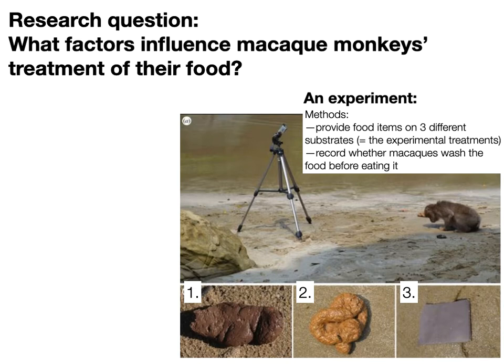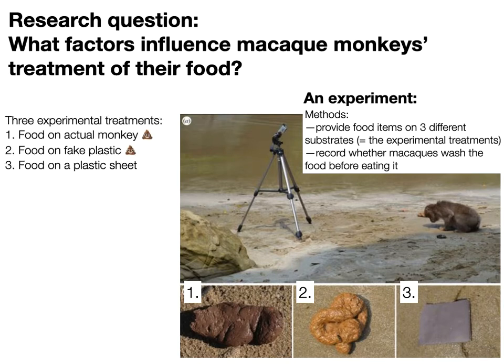And what they did was they put some tasty peanuts and things that the monkeys like to eat, and they put them on poop. And they put them on other substrates as well. And those were the different experimental groups. And so specifically, they had a piece of food or a treat that was placed on an actual monkey poop, a piece of food that was placed on fake plastic poop, and then a piece of food that was placed on a plastic sheet. And so what is the dependent variable in this case?